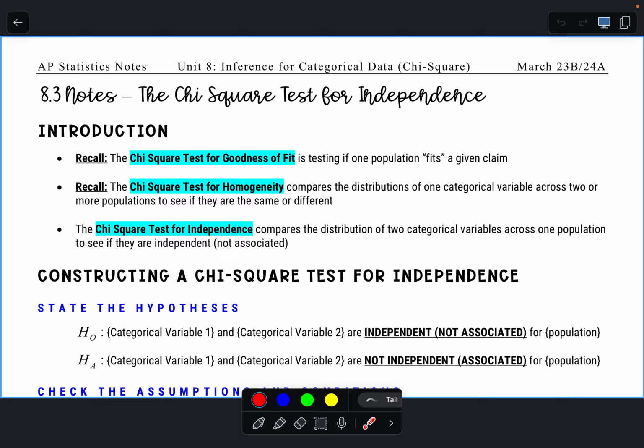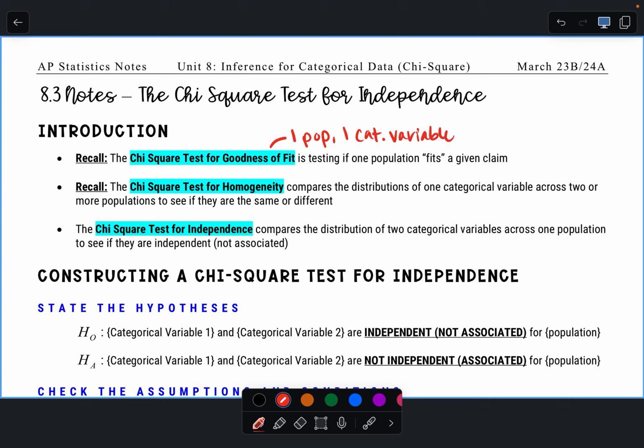Tests for chi-square. The first one was a goodness of fit test. So when you are doing a goodness of fit test, it is one population for one categorical variable. So think of M&M colors. There's a claim from the company that makes M&Ms that 30% are red, 20% are green, whatever. And you go out, you buy a bag of M&Ms, and you're trying to see, does my sample fit what the population distribution is supposed to be? If it fits, great. If it doesn't, that's when we have the alternative and we reject the null.